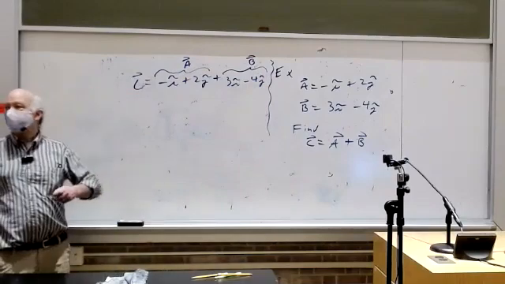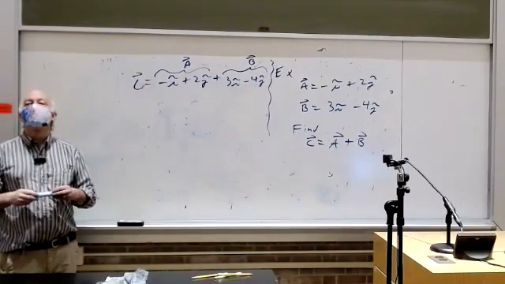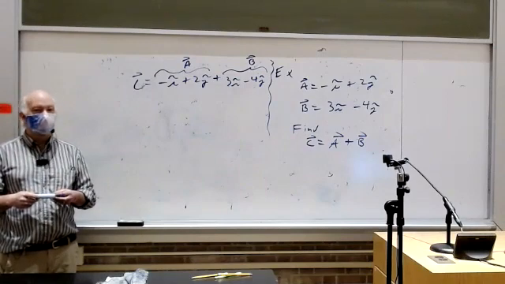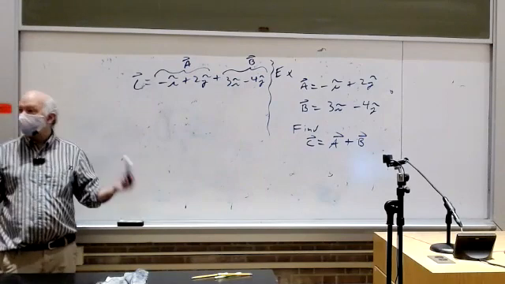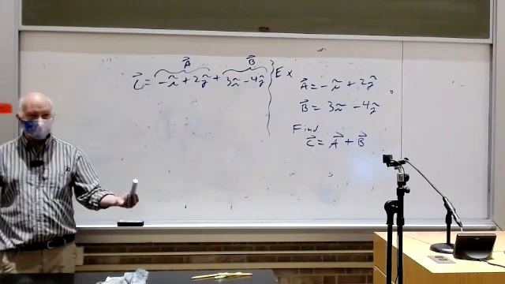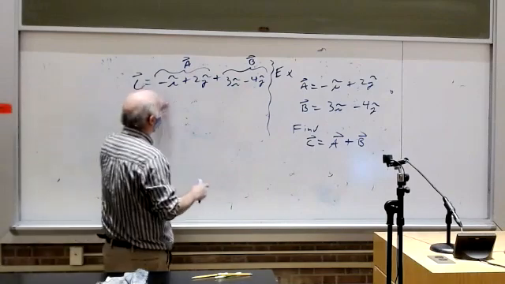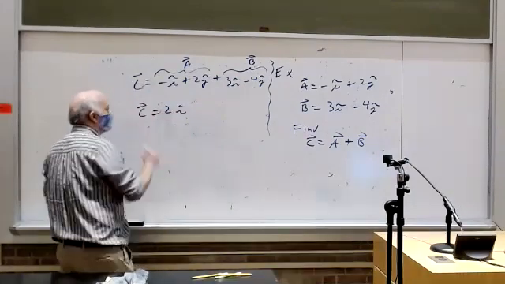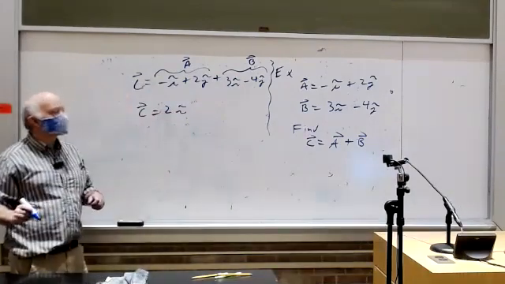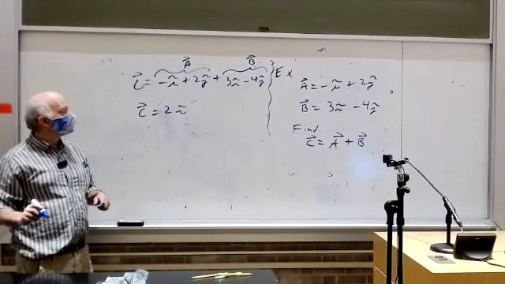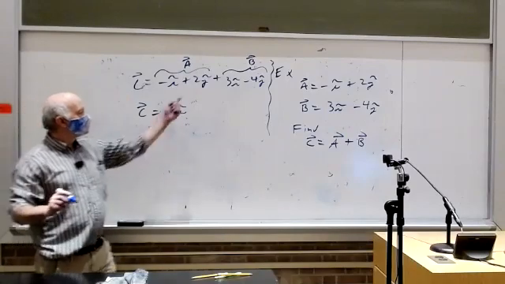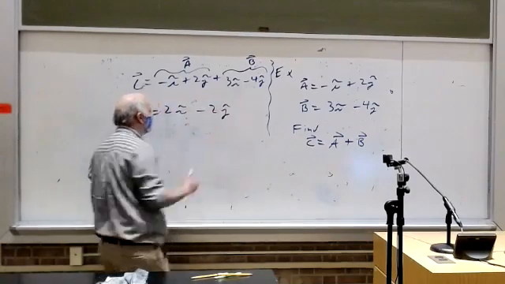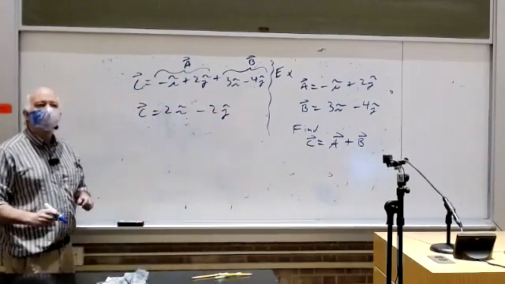What would you do with that mess? Yeah, you'd group all the I hats together, and you group all the J hats together. So if I had minus I hat plus 3 I hat, this is going to be 2 I hat. Okay, what about the J hats? Two, then minus 4, so this is minus 2 J hat. So what does this look like?